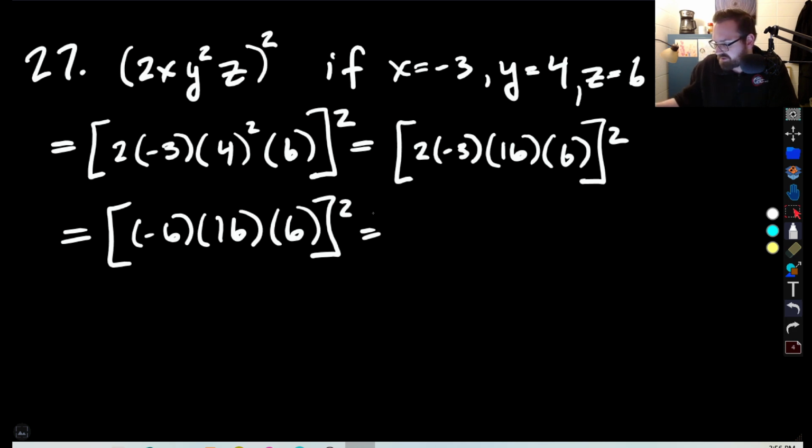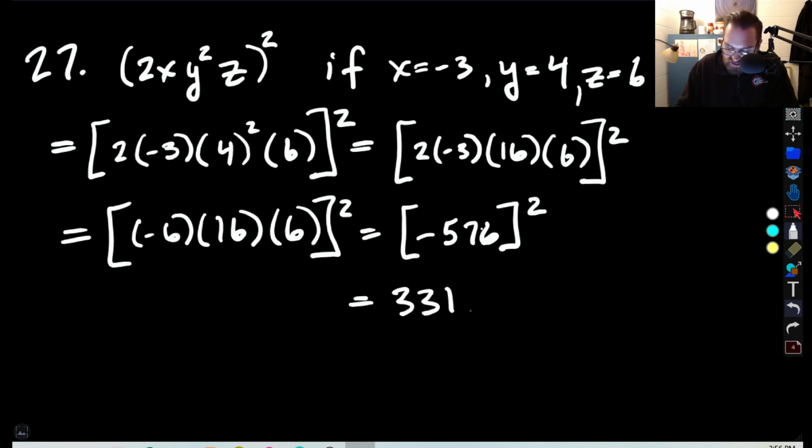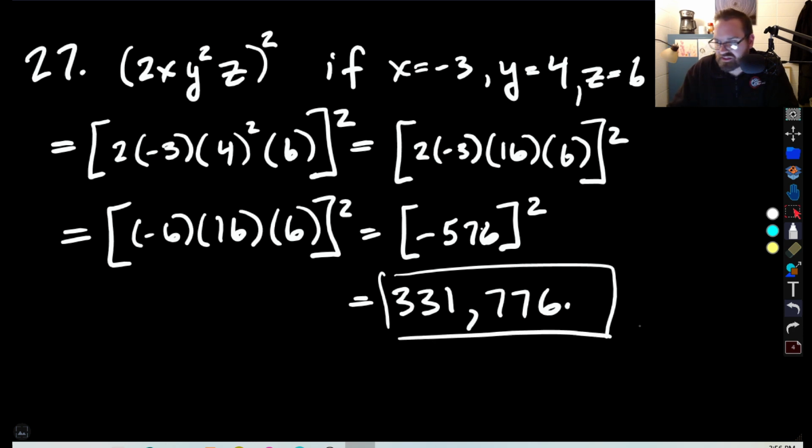In fact, let me just go ahead and do this really quick because I didn't write down the intermediate step, and I want to make sure I do that. So 6 times 16 times 6. So this is negative 576 squared. Huge number. And then you square that. So you multiply it by itself, and you're going to get 331,776. Okay, so it's a pretty large number in this instance.